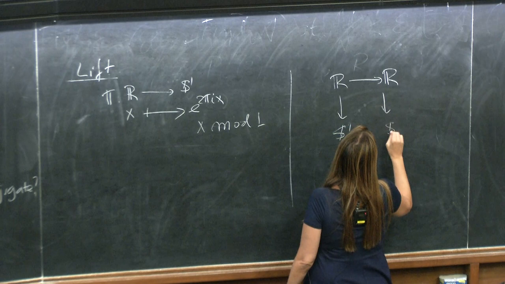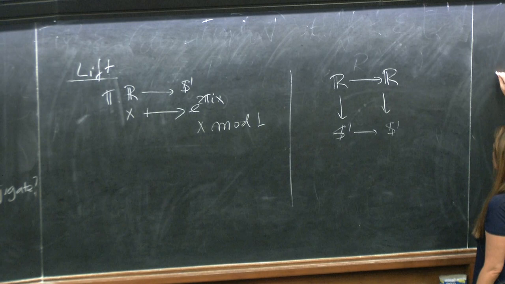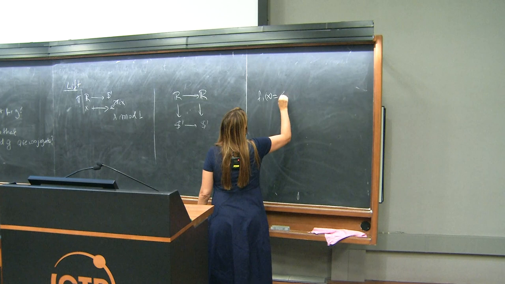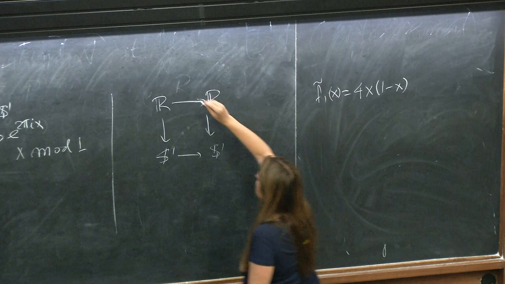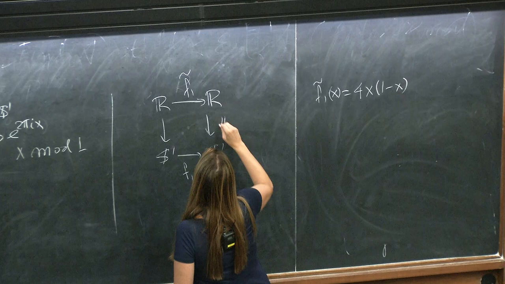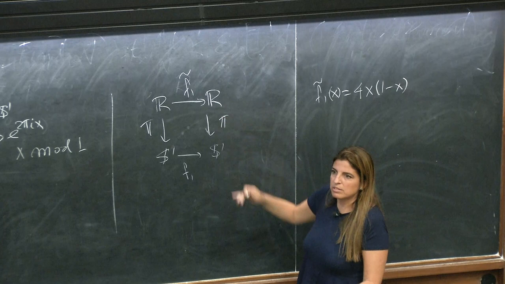For instance, Corina has presented three maps. One was, let's put F1. The notation will be the same. You can define this in the circle or in the reals, and let's call it F tilde when it's in the reals and F when it's down. And then you will have that this commutes. So this is a factor of this. It's a non-interesting factor, but let's call it like this.